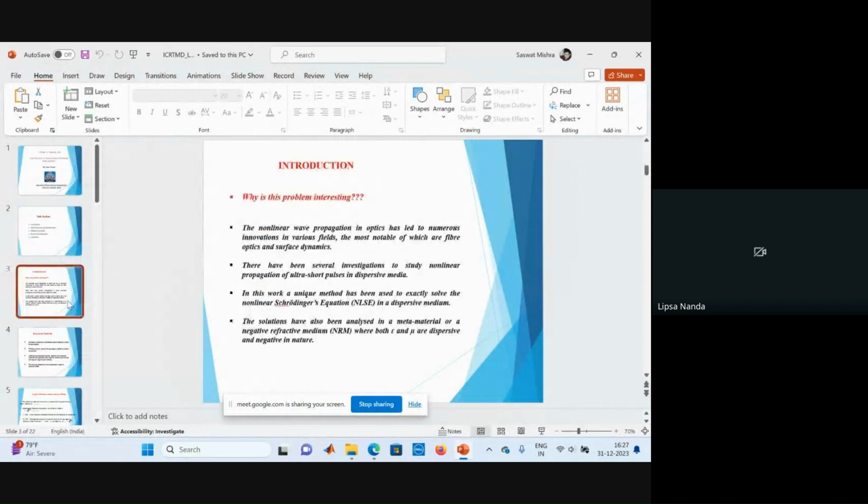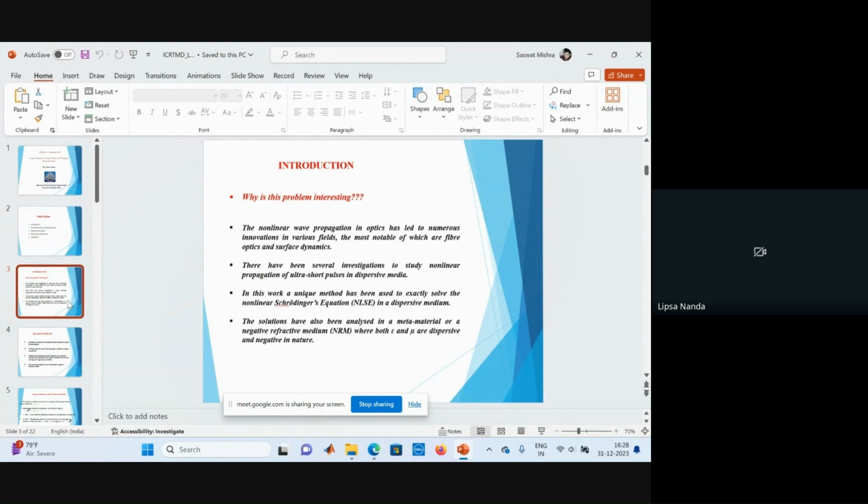First of all, why is this problem interesting? The reason is that nonlinear wave propagation in optics has led to numerous innovations in various fields, the most notable of which are fiber optics and surface dynamics. There are also several investigations studying the nonlinear propagation of ultra-short pulses in dispersive media. Many results have already been found in linear medium, where the dielectric permittivity and the magnetic permeability are not dependent on the electromagnetic field intensities.